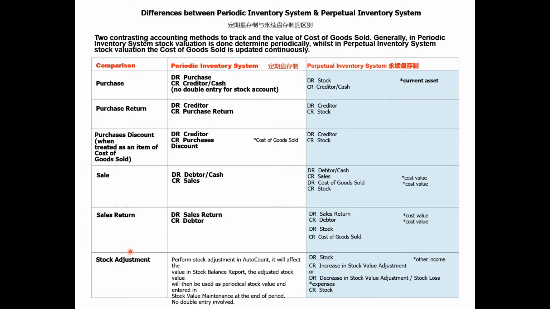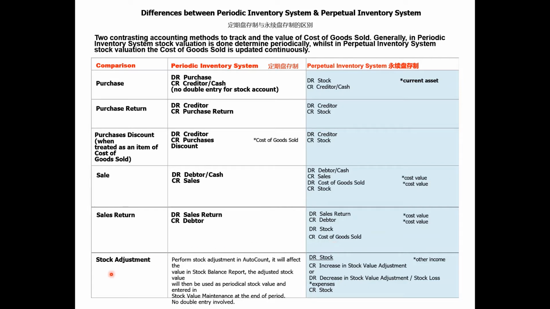Then when it comes to sales return, in periodic inventory, it will debit the sales return, or some of you might be using debit the return inwards, and credit the debtor account. Whereas in perpetual inventory, it is the same. It still goes to debit the sales return and credit the debtor for the cost value. But at the same time, it will debit the stock and credit the cost of goods sold, right? So this involves these two accounts, stock and cost of goods sold in perpetual inventory, right?